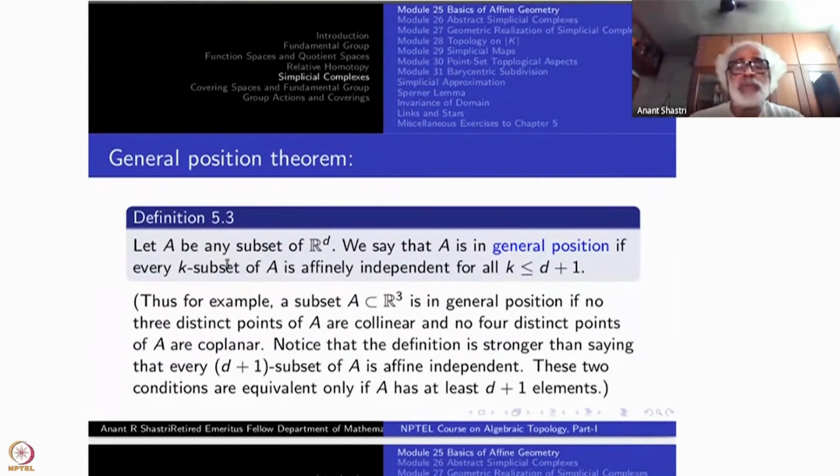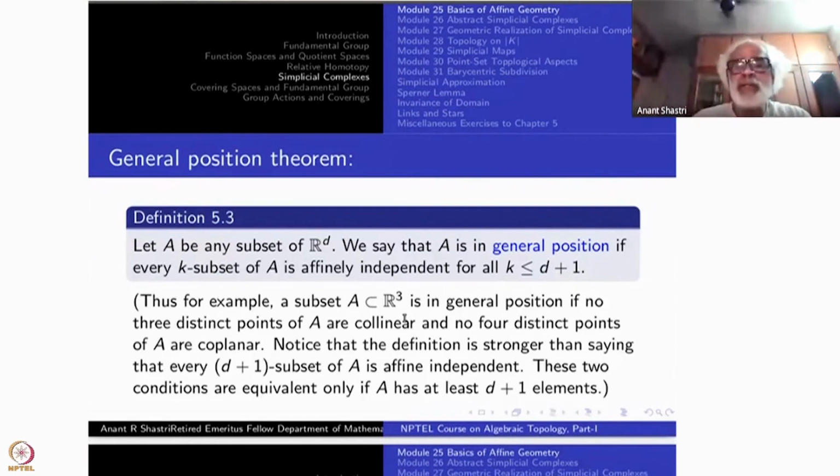For example, take A as a subset of R3. This will be in general position if no 3 distinct points are collinear, and no 4 points are coplanar. A single point is always independent. Even 2 points are always independent. So that won't give you anything.